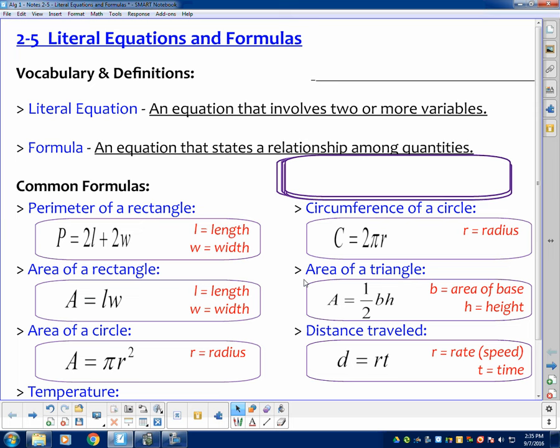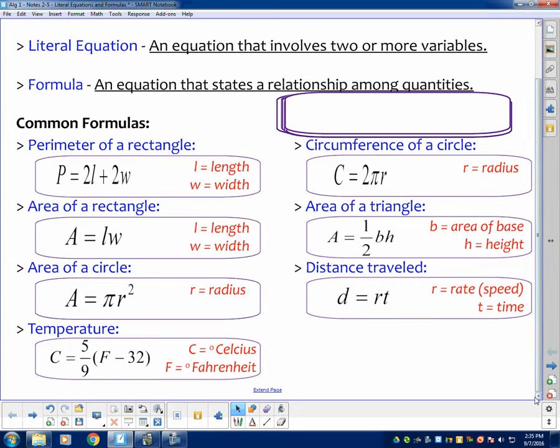And I'm giving you a list of common formulas. We'll see some of these in our classwork and work with these. I'm just going to do a few examples that use one of these, and one that's kind of the same form. You see the perimeter of a rectangle is 2L plus 2W. The area of a rectangle is A equals length times width. The area of a circle is A equals pi r squared. And temperature is C equals 5/9 times the quantity F minus 32. And the circumference of a circle is C equals 2 pi r.